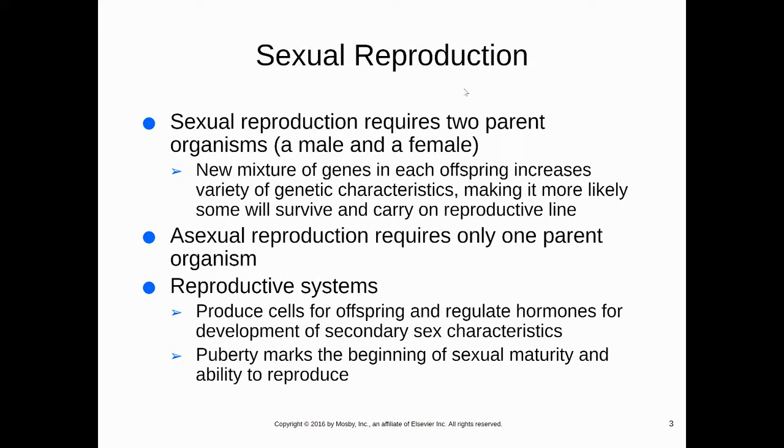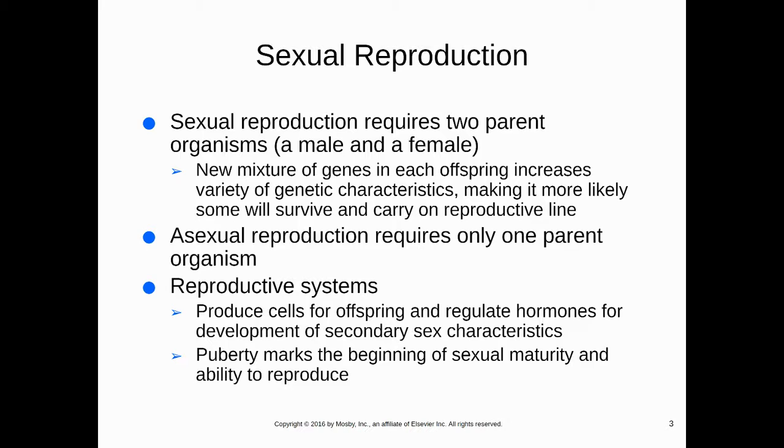Now, in asexual reproduction, the parent organism is going to look exactly like the offspring, and vice versa. Therefore, it only requires one parent organism. Essentially, it's just creating more duplicates of itself. An example of this is bacteria. Some plants also do this as well.